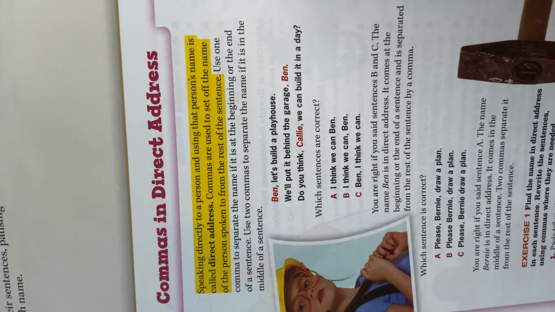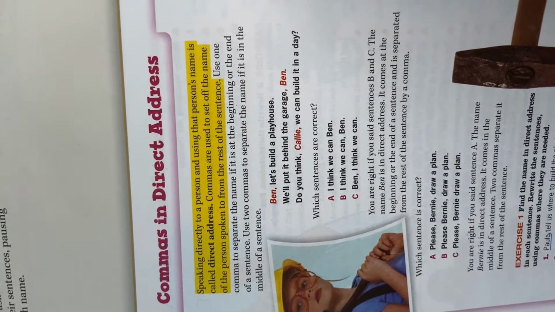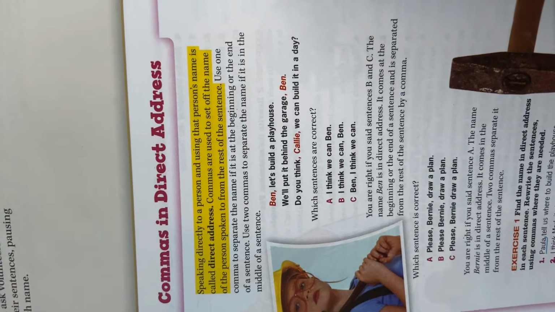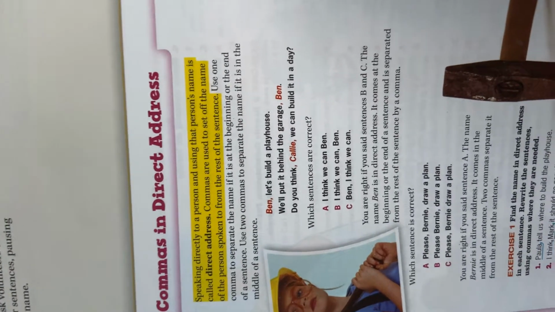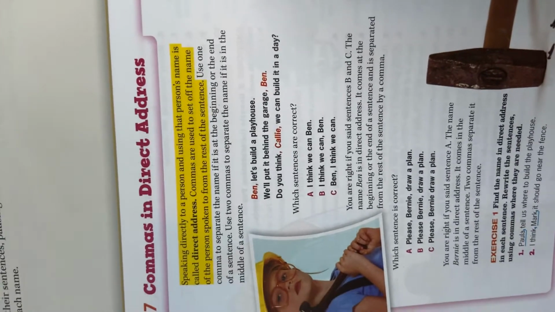So I'm going to switch my phone over. If you want to, you can follow along in your textbook with me, okay? Okay, so I'm on page 170. Speaking directly to a person and using that person's name is called a direct address. Commas are used to set off the name of the person spoken to from the rest of the sentence.